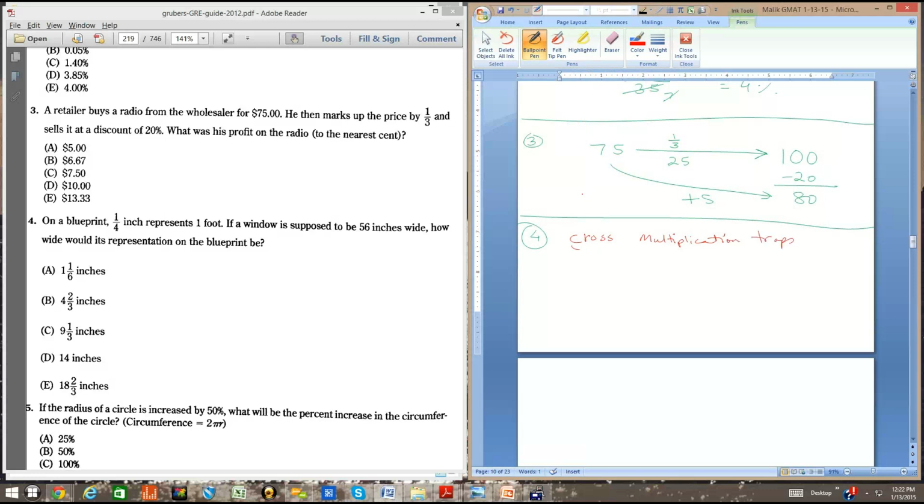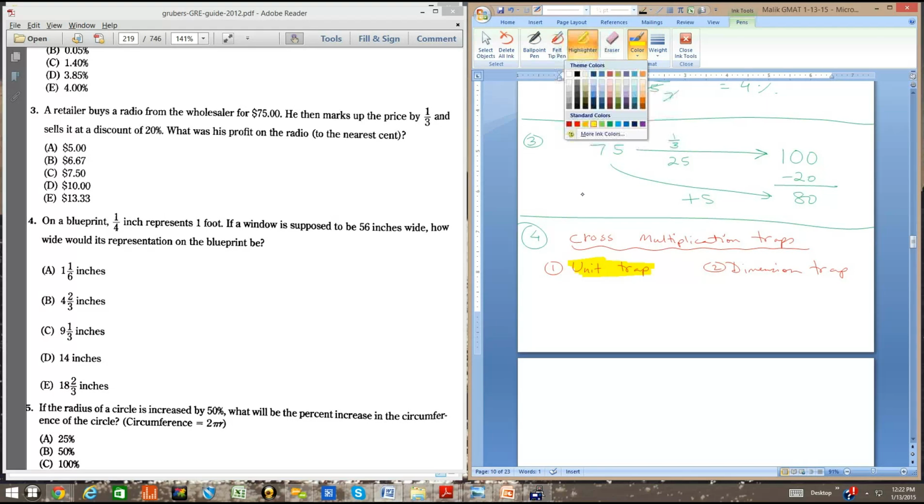2 traps. Number 1, unit trap. Number 2, dimension trap. In this case, there is a unit trap. We're going to work on dimension trap later on.